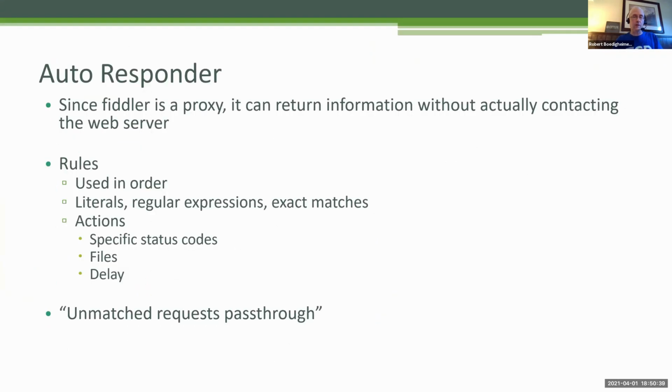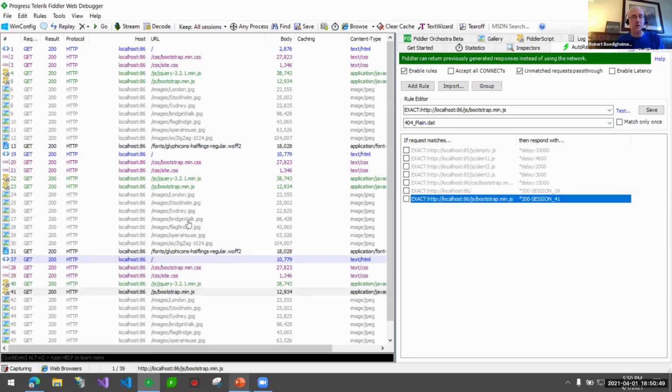Okay, so I'll do a quick pause if there are any questions so far before I keep going. And the unmatched request just says if I don't have a rule for it, just send it to the server. So all of the other things, all the JPEGs and stuff I don't want to mess with, just let them go on to the server. That's what this thing does.